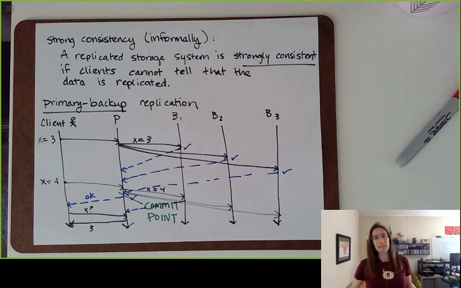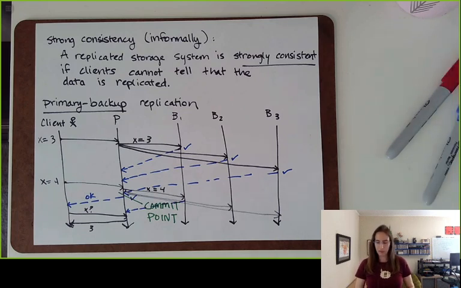Now, you might ask, well, that sucks, right? That doesn't give us the data locality that we were talking about just a minute ago. And I would agree, yeah, it does suck. Maybe we can do better. So what are the drawbacks to this approach?